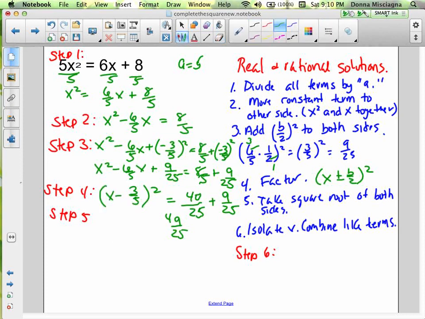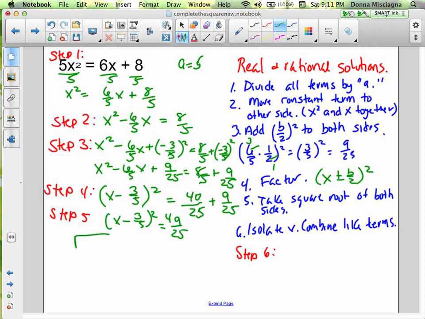So x minus 3/5, right? x minus 3/5 times x minus 3/5 gives us x squared minus 6/5 x plus 9/25. So this should be x minus 3/5 squared equals. All right, now let's continue.